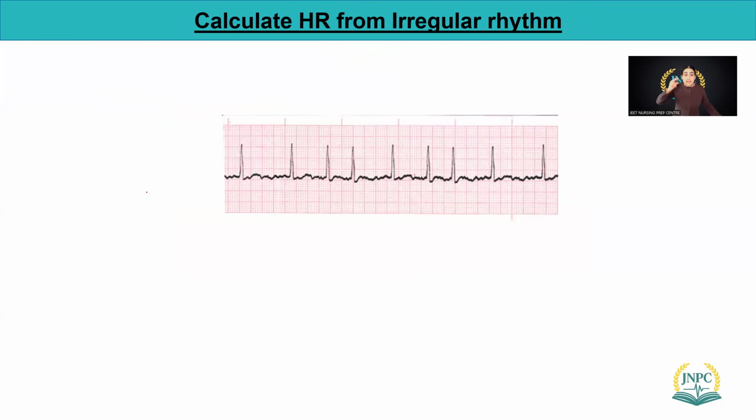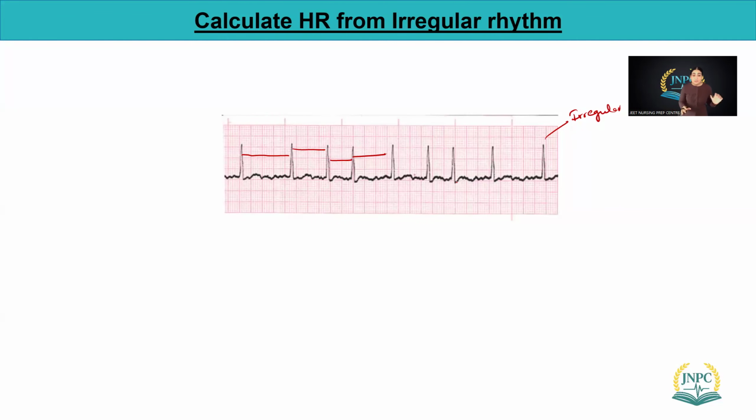Now if the rhythm is irregular, how do we know this is irregular? Look at this strip. Look at the gap between R to R. Sometimes it's less, sometimes it's wide, right? So one thing we know is that this is an irregular rhythm, because we cannot locate that R to R. And then look at that. Can we locate a P wave? No, right? This is some kind of dysrhythmia.